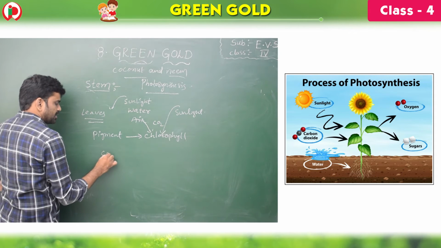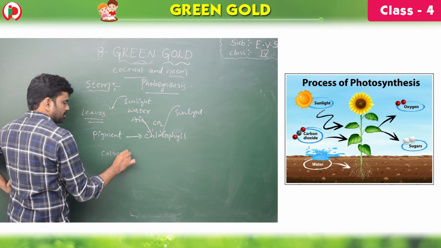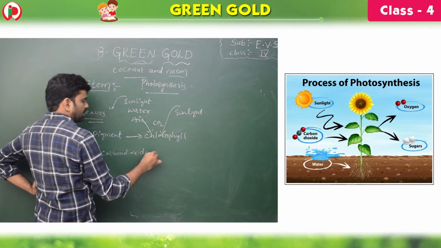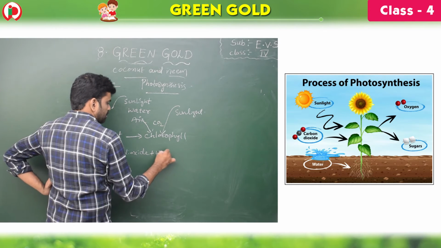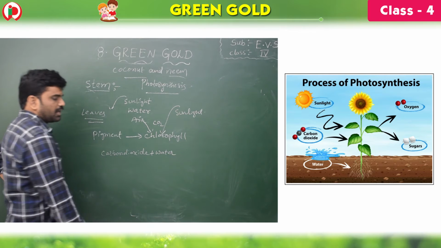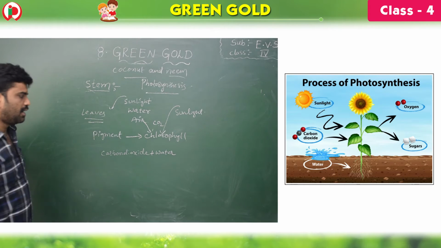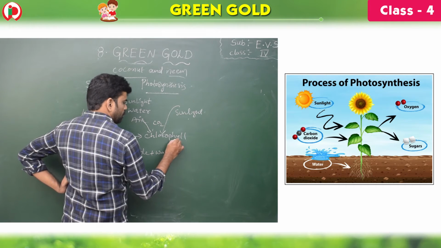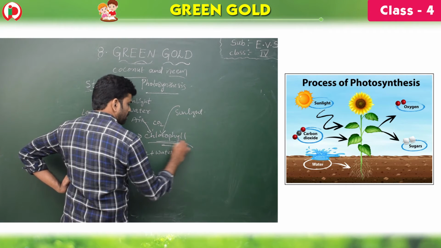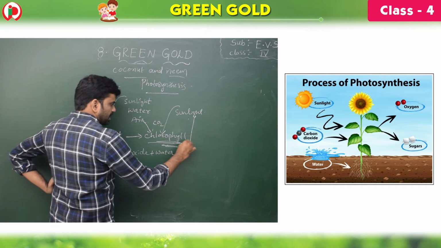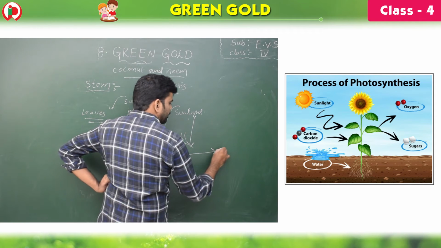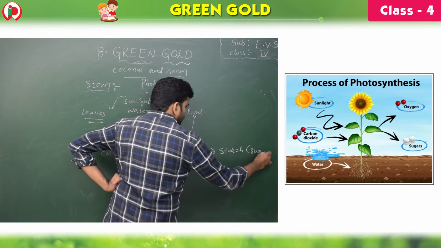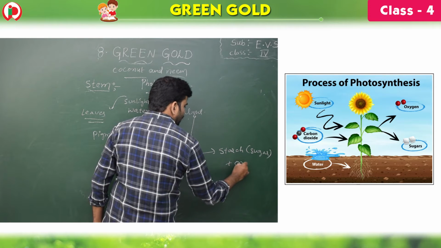Carbon dioxide, next, water. Carbon dioxide and water are received by the plant. So who will make the food material? This chlorophyll. In the presence of sunlight, it prepares starch, which is also called sugar, and also releases oxygen gas.